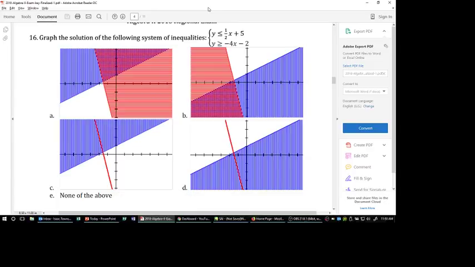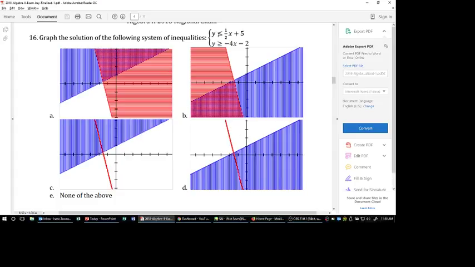Question 16 wants us to graph a couple of inequalities. Y less than or equal to 1/2 x plus 5 and y is greater than or equal to negative 4x minus 2. Okay, so my first instinct here was to just look at our choices that we had.